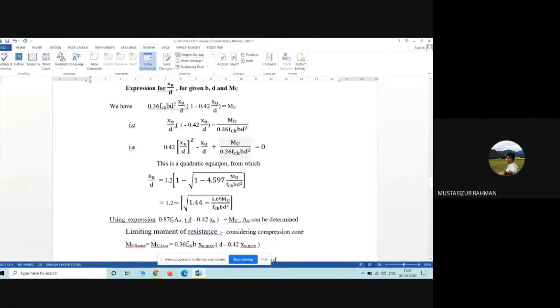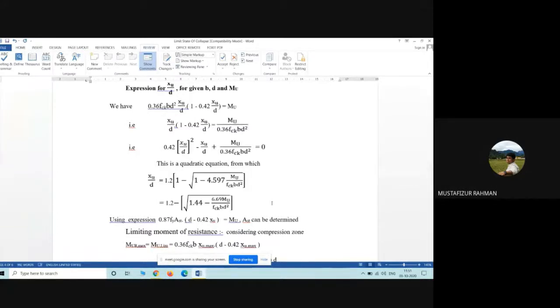But if you can somehow remember, it is very simple. So XU by D. Now what are we getting? We are getting some numerical value. Right? Now why are we trying to find this out? Here see, this thing is dependent on FCK. The variable is FCK. If you change the concrete, XU by D, we'll get some value. Okay.